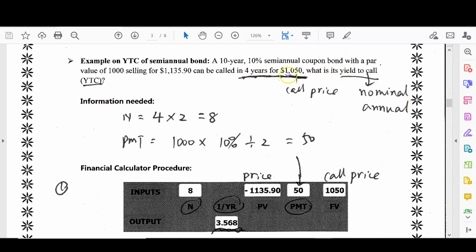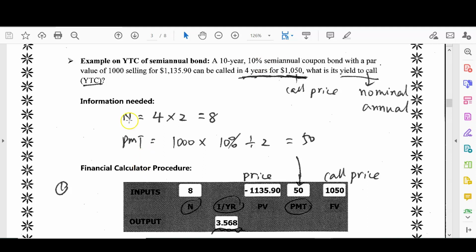So we know the call price here is 1050. We also know that the question is asking for yield to call. The question is actually asking for nominal annual yield to call, not semi-annual yield to call. Whenever the question gives you something or asks for something, it is always giving or asking for a nominal rate. Here the 10% semi-annual coupon bond means that this bond has a 10% annual coupon rate, and this bond is a semi-annual bond.